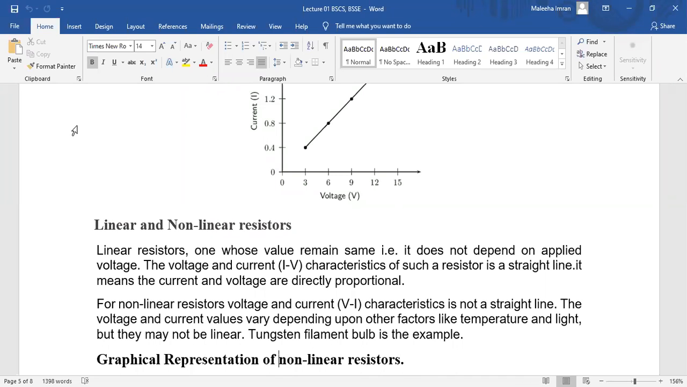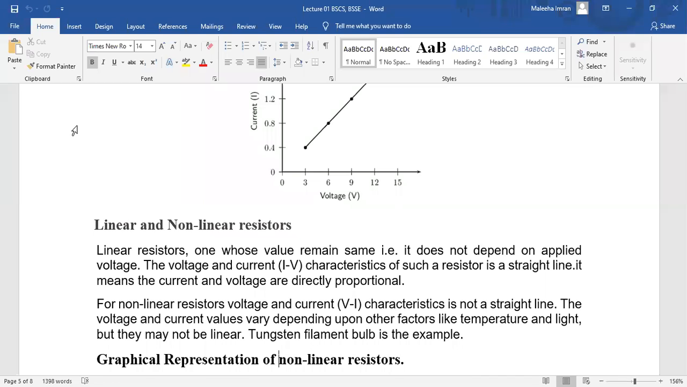Now for the non-linear resistor, the graph between current and voltage will not be a straight line. It means the voltage and the current values vary depending upon other factors like temperature and light, so they may not be linear. The tungsten filament is one example of a non-linear resistor. Like you also know that materials like semiconductors also give non-linear resistors.